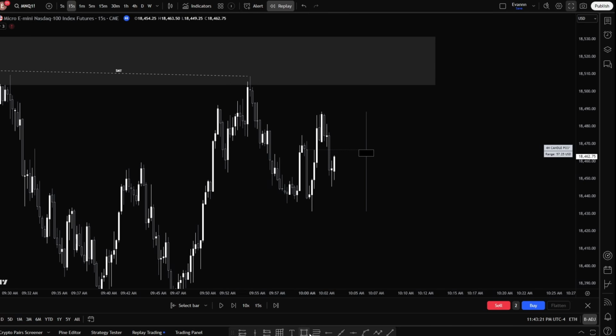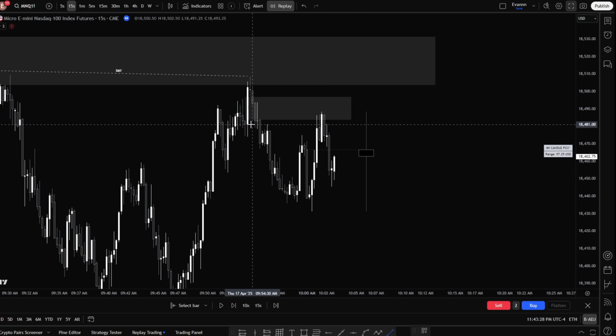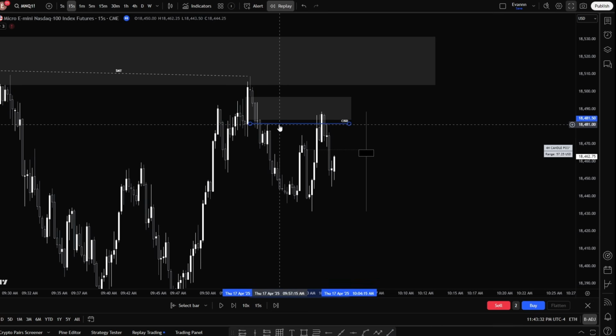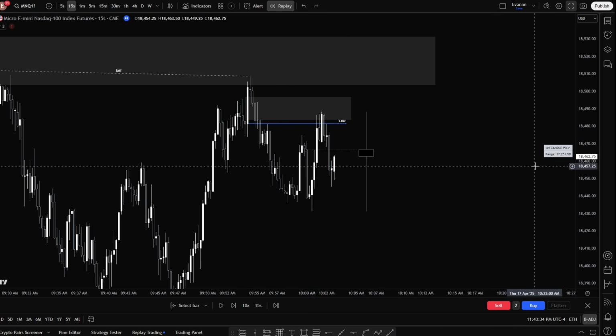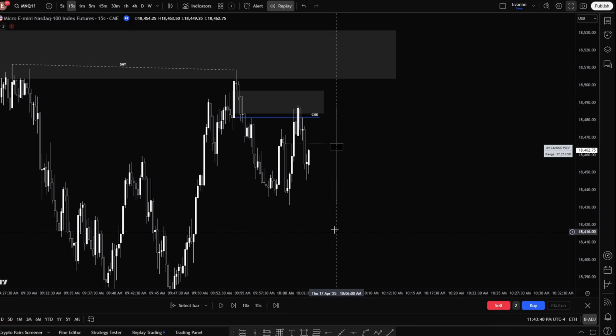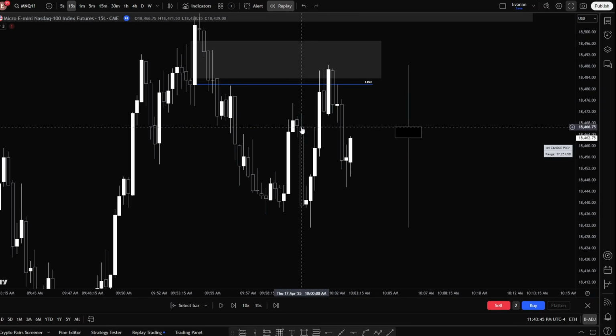Zooming in, we have IFVG right here, and then we also have a change in the state. So this is the perfect entry model, at least for me. Price comes down, runs through the fair value gap, the IFVG, then retraces up. Notice where the 4-hour candle opens, the 10 a.m. candle. This is the very crucial one.